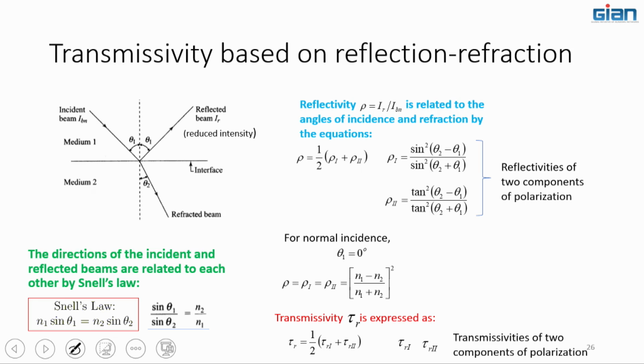It happens on both sides, something like this and the other side, and the two components of polarization we need to take care of. We are not going to derive these expressions; we have to stop somewhere. So these are the two expressions, and for normal incidence, theta 1 will be 0, and we will have this expression. Similarly, we can go for the transmitted tau R expressions, and we can find tau R by averaging the two components of polarization of transmissivity, tau R1 and tau R2. Once you are done with this tau R, then we can go for tau A.